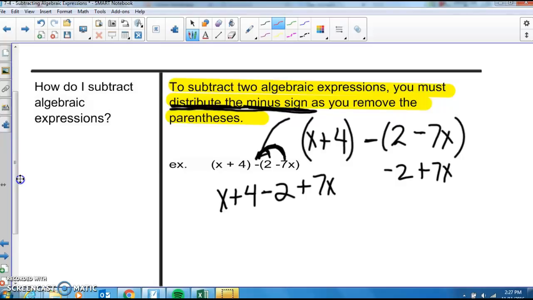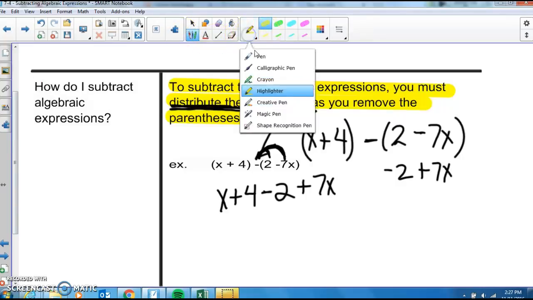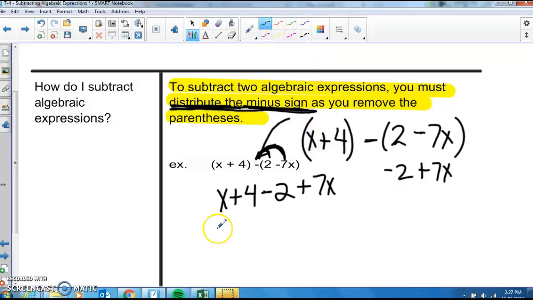I'm going to, first of all, identify my like terms. So I have an x and I have a 7x. Those are my like terms. If I have the same variables with the same exponents, that means they are like terms. So I've got an x, I have a 7x. Remember, the coefficient for that x is 1, so 1x plus 7x gives you an 8x.